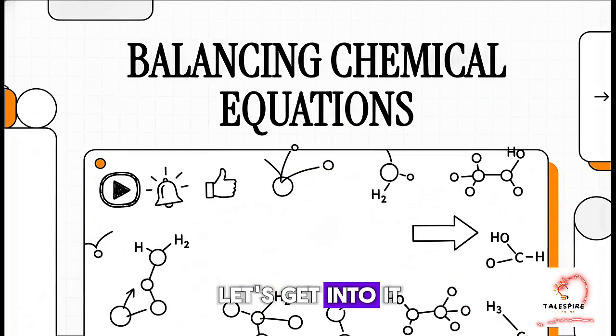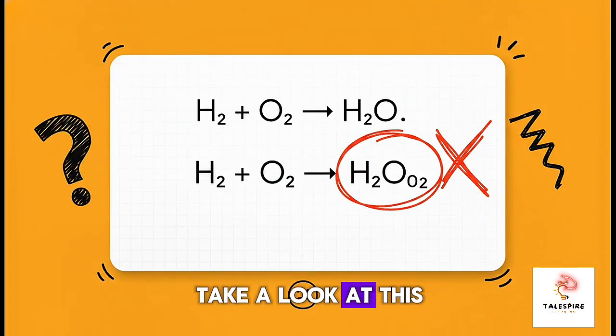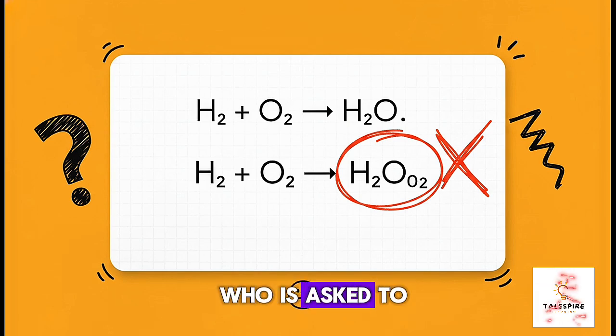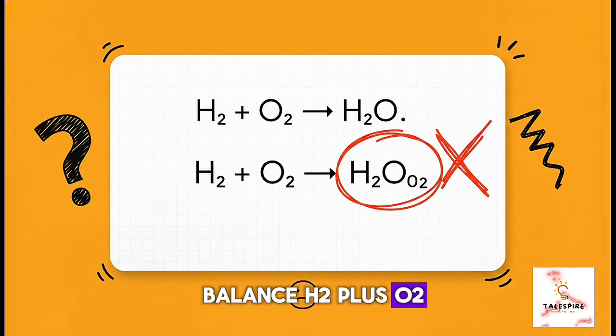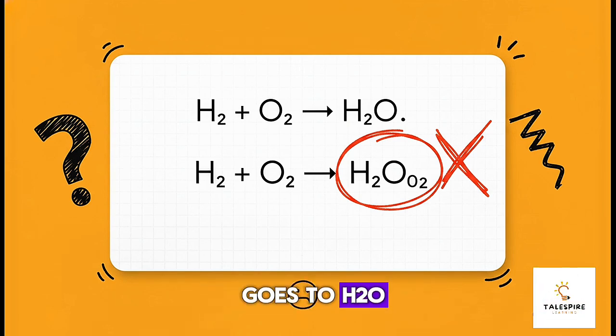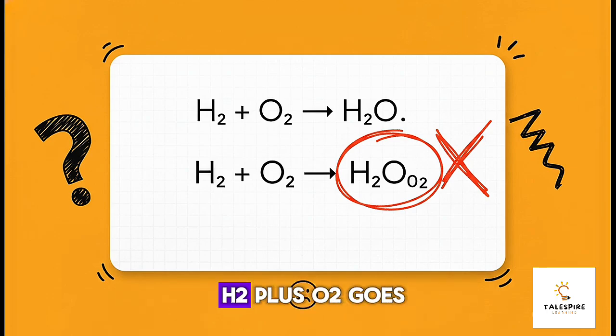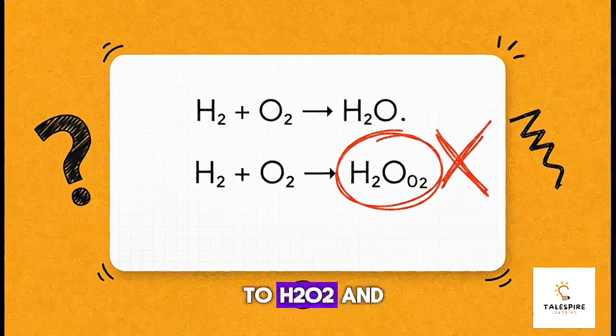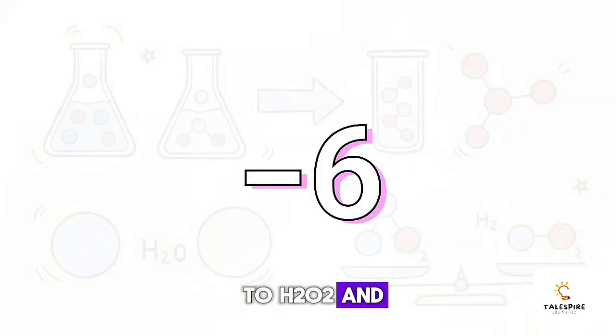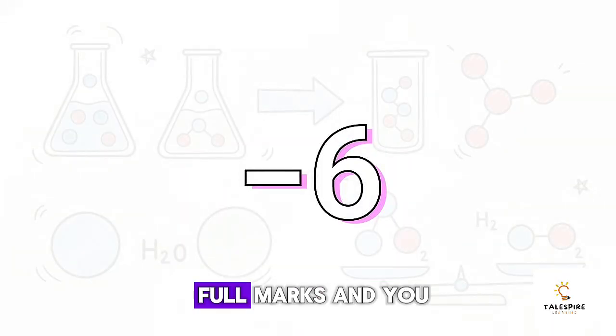Okay, let's get into it. Okay, so take a look at this. You've got a student who is asked to balance H2 plus O2 goes to H2O. Pretty standard stuff, right? Well, their answer was H2 plus O2 goes to H2O2. And bam, they lost six full marks.